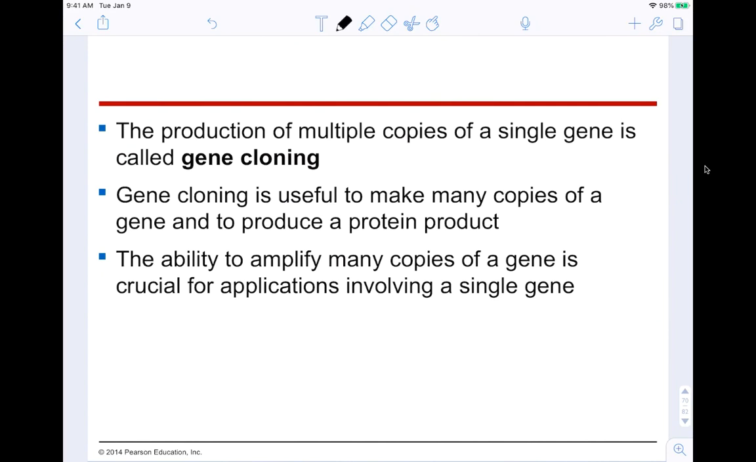So the production of multiple copies of a single gene is called gene cloning, because you're making copies of a gene and you're cloning it, and that's what that is. So gene cloning is useful to make many copies of a gene and to produce a protein product, because genes are segments of DNA that code for a protein. So your proteins are the actual trait or enzyme or item that's going to be the desired product. So the ability to amplify many copies of a gene is crucial for applications involving a single gene. So if you have a single gene, then you're able to clone it to make more of it and then incorporate it somewhere else if need be.